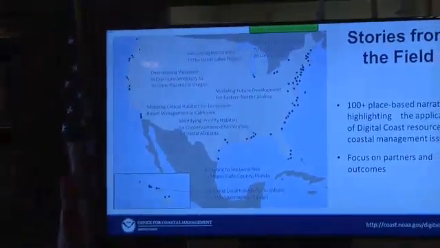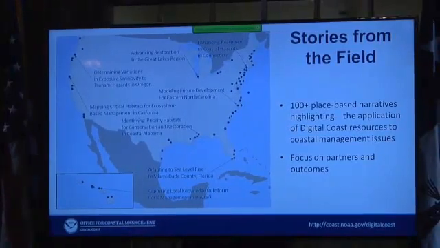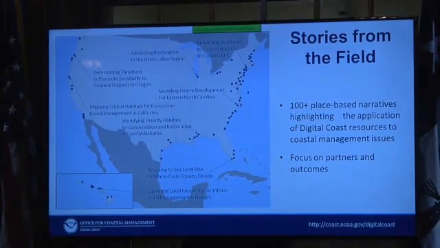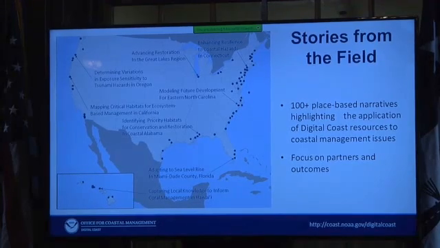Finally, one of the last sections I'll hit on here, the core sections, if you will, is what we call stories from the field. And this really is where we see a lot of value in the Digital Coast. This is basically a collection of 100 different stories, very short place-based narratives, in which we've worked with our partners and users who have accessed and used Digital Coast resources to address a specific issue.